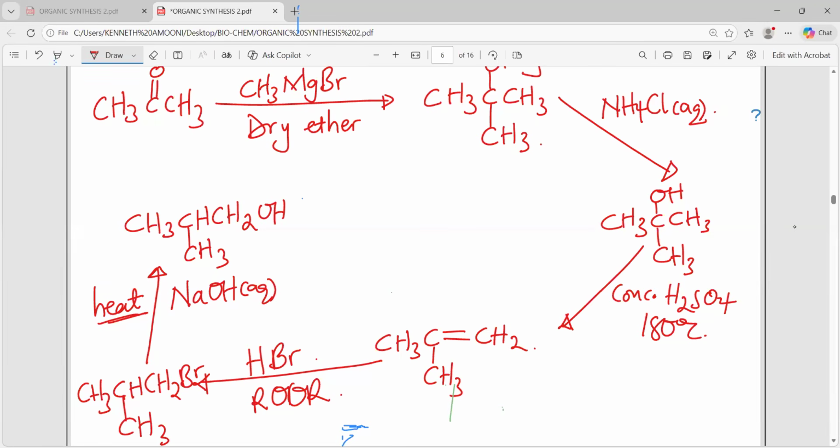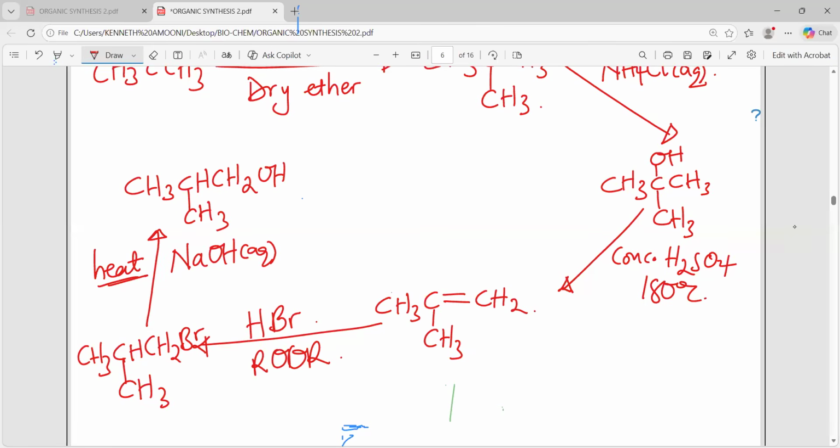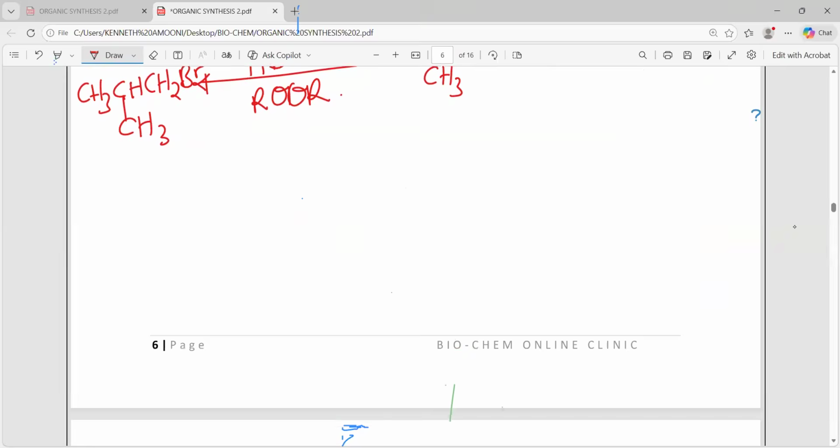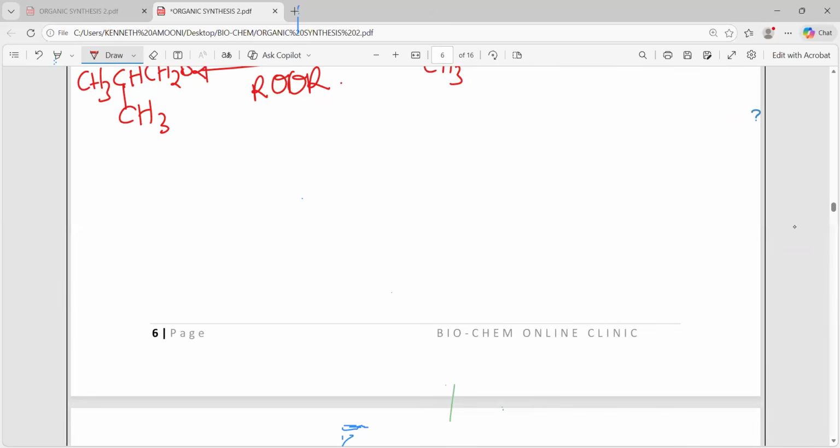And I hope you have picked that concept. When we are introducing branching, usually it is important for you to use a Grignard's reagent in reaction with carbonyl compounds, and that one can give you branching.